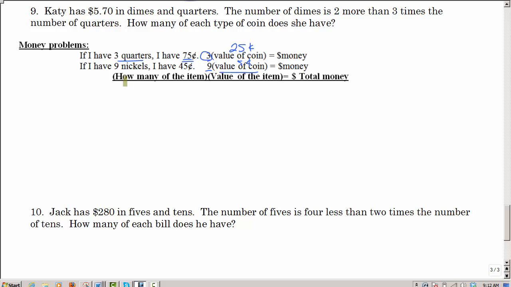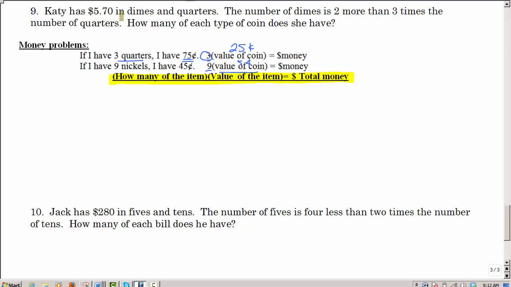So this is the trick to money problems. You've got to know that you have to multiply how many you have times the value, and that gets you money. If I just tell you I have 7 coins in my pocket, you don't know how much money I have. Alright, so let's go back to the problem.